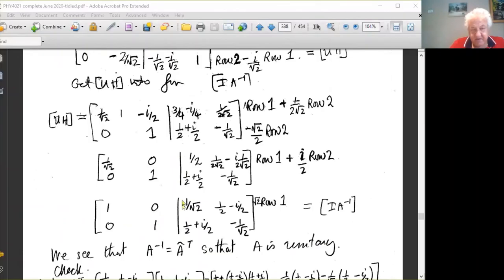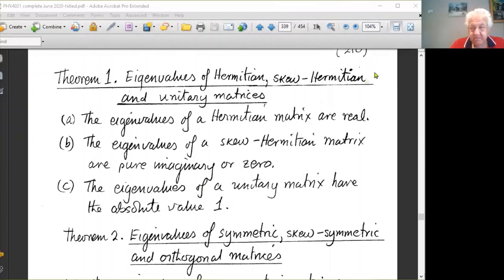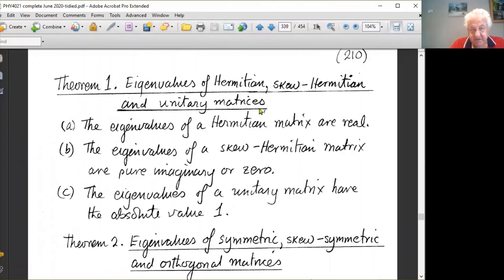Theorem 1, eigenvalues of Hermitian, skew-Hermitian, and unitary matrices. The eigenvalues of a Hermitian matrix are real. This has an important application in quantum mechanics, where observables are represented by linear Hermitian operators in one representation of quantum mechanics. Since the eigenvalues of a Hermitian operator are real, you want the matrices representing such operators to have real eigenvalues. So this is an important application of Hermitian matrices in quantum mechanics.